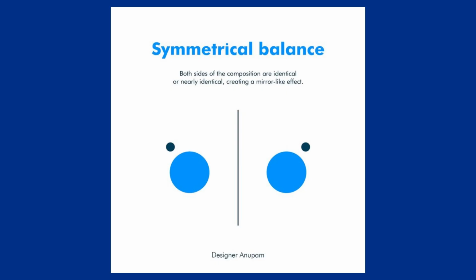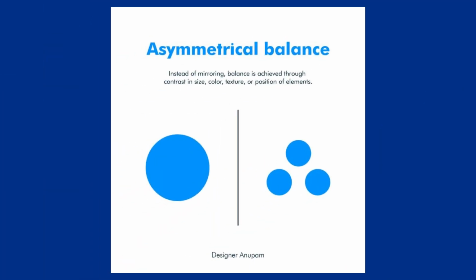Another type of balance that we have is called asymmetrical balance. So asymmetrical balance is that instead of it being like a mirror image, it can be different, but it still looks balanced. For example, if you look at this image, you can see one big circle.